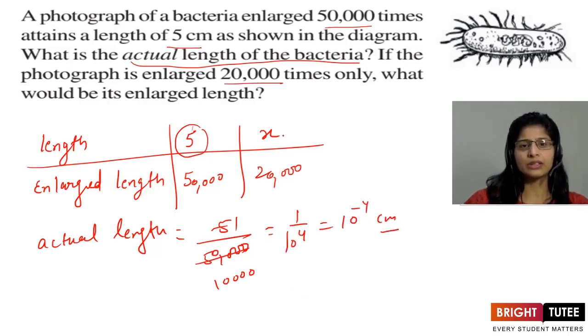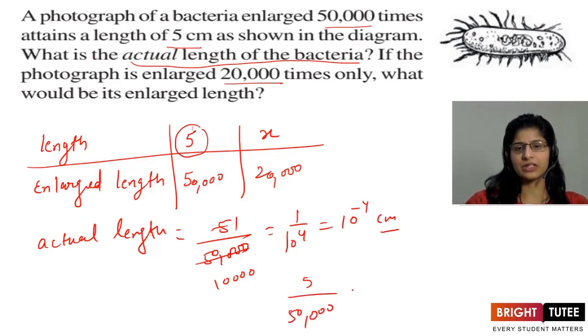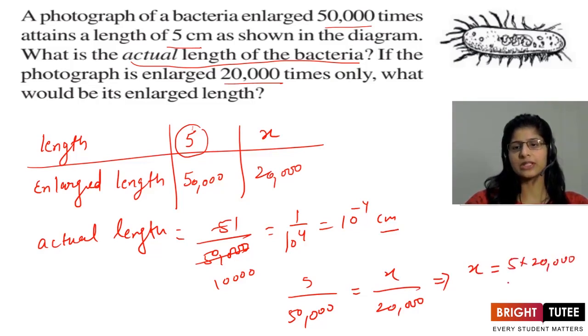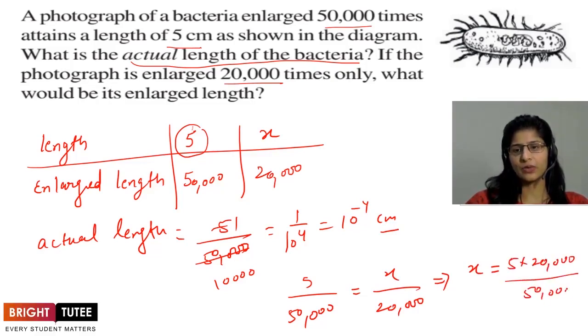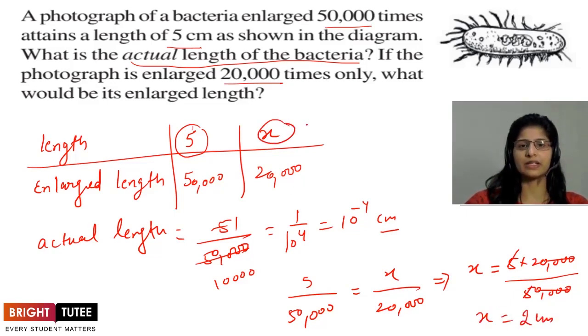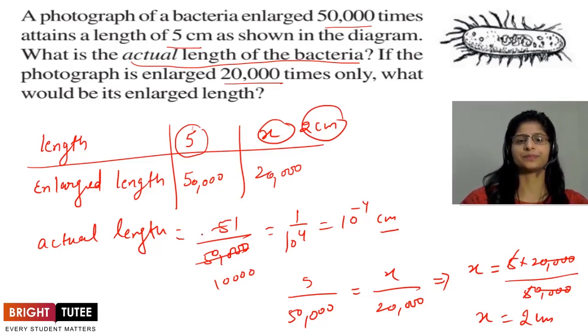Clear? Now this we have to calculate, so we can write 5 upon 50,000 is equal to x upon 20,000. So this implies x is equal to 5 into 20,000 divided by 50,000. Cancelling the 4 zeros and also cancelling 5, we are left with 2, so 2 centimeter. Instead of 5, here it will be 2 centimeter now. Clear? I hope this is understood now.